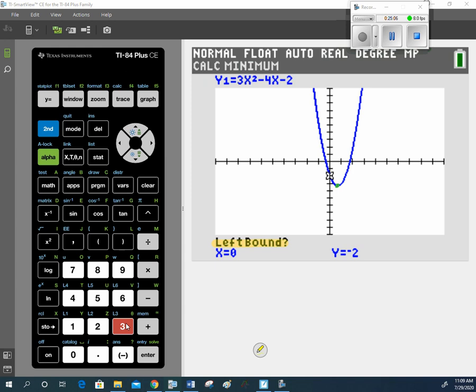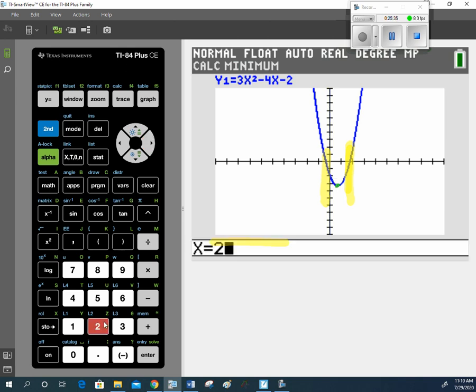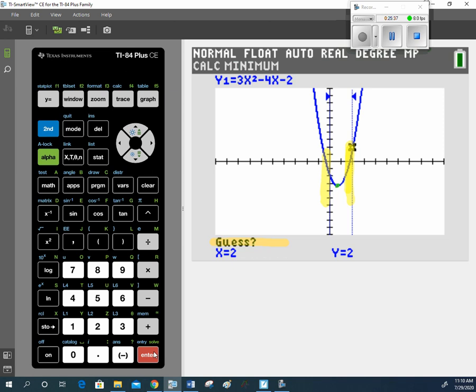So that means you need to be on the left-hand side of your vertex somewhere. And I am, so I'll just hit enter. And now the prompt changed right here. It changed to right bound. So you need to be on the right-hand side over here somewhere. So you can either right arrow, or you could type in a number that's to the right of it. So I could just type in 2 and hit enter, and it'll move me there. So now I have a right bound.